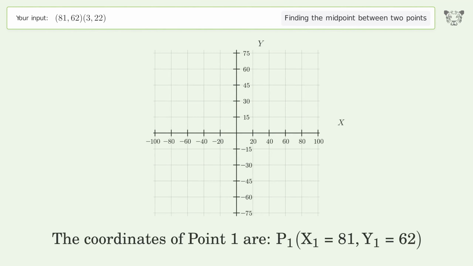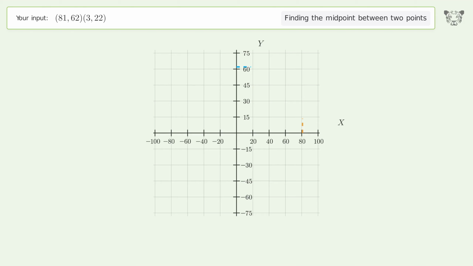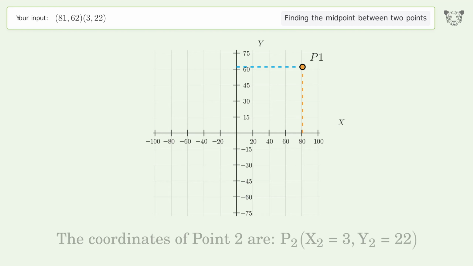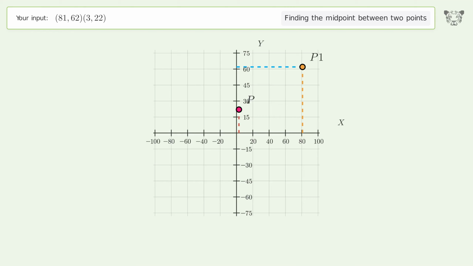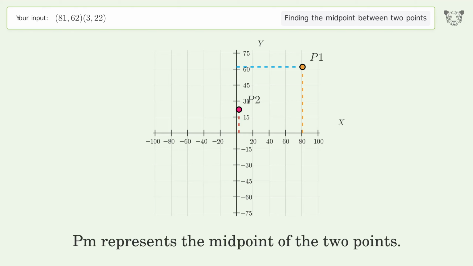The coordinates of point 1 are x1 equals 81, y1 equals 62. The coordinates of point 2 are x2 equals 3, y2 equals 22. PM represents the midpoint of the 2 points.